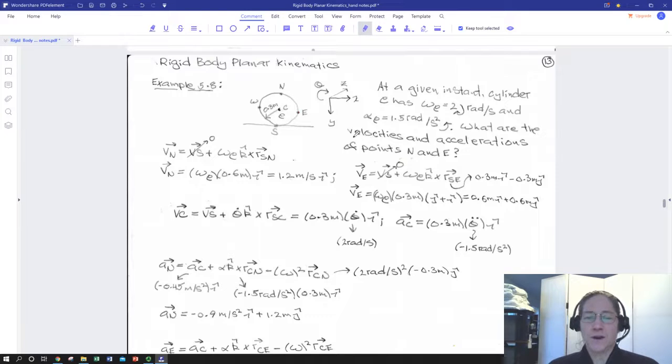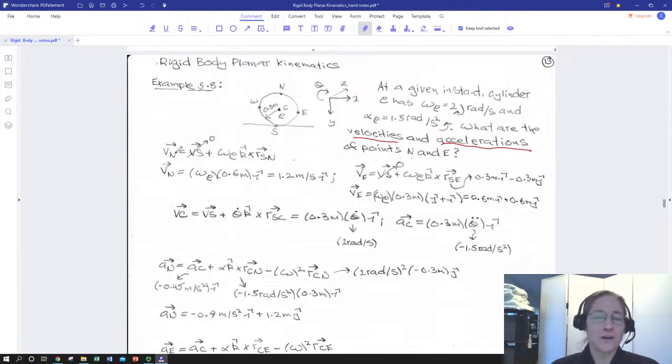These aren't angular. Obviously, everything has the same angular velocity and acceleration, but we want to know the acceleration and velocity with respect to our fixed reference frame. Okay, so let's start with a point that we know and move towards what we don't know. So let's start with N.